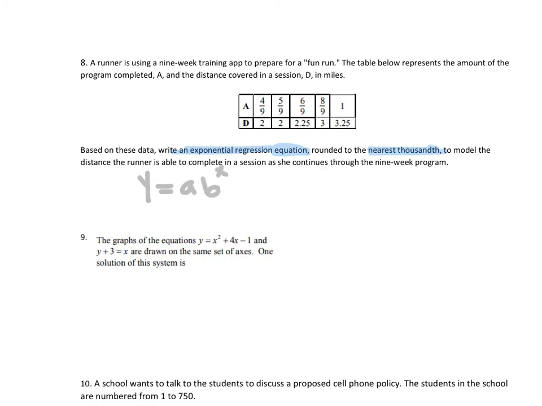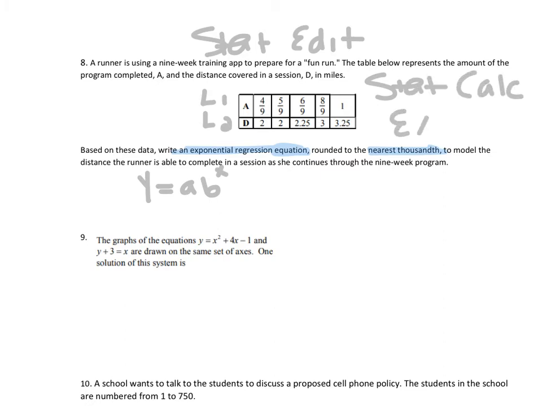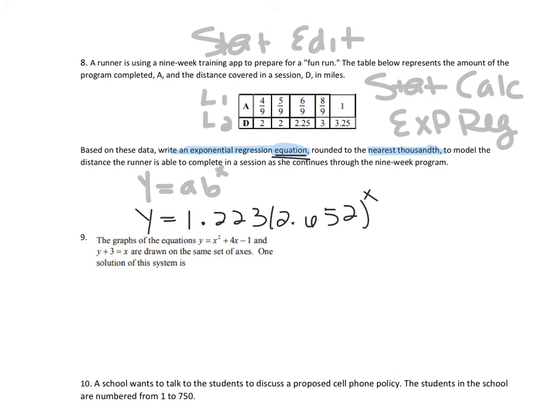The way you're going to get this is you're going to put this data into L1 and L2. So you're going to press stat on your calculator, and you're going to press edit, and you're going to enter the data into L1 and L2. Then you're going to press stat and calc, and you're going to choose exponential reg. And you're going to round those decimals to nearest thousandth. So you're going to end up getting an equation y equals, if you don't put y equals, I will take off because it is an equation, so please be careful of that. So I ended up getting 1.223, 2.652 to the x.